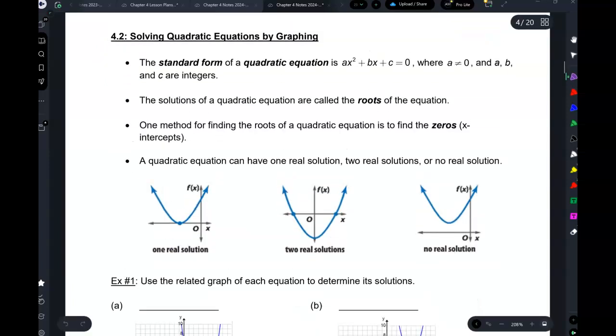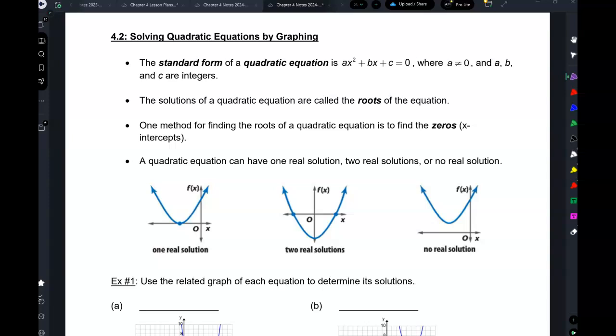All right, so in the last section, we learned how to graph a quadratic function, right? We are going to move past. This chapter is all about solving quadratic equations, right? And again, I've said this before, in math, we can solve everything in three ways: numerically, graphically, algebraically. Today we're going to focus a little bit more on solving a quadratic equation by graphing.